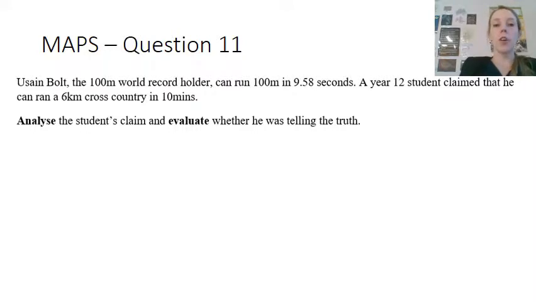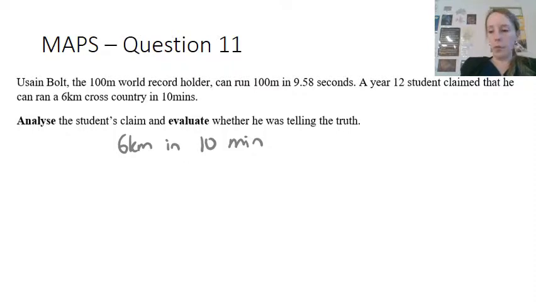Okay, so this question takes a little bit of unpacking. So the student's doing 6 kilometres in 10 minutes, Usain Bolt runs 100 metres in 9.58 seconds. So we need to kind of compare. So either you can compare how long it would take Usain Bolt to run the 6 kilometres or how long it would take the Year 12 student to run 100 metres. So I'm going to work out how long it takes the Year 12 student to run 100 metres. So they can do 6 kilometres in 10 minutes.